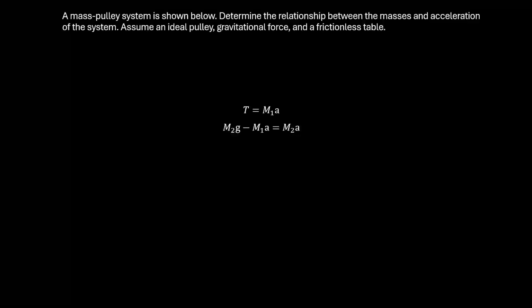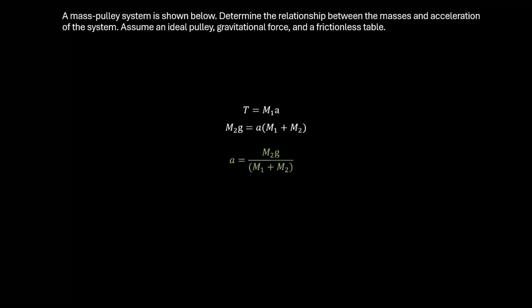To isolate A, we would add M1A to both sides, and we would end up getting this equation, M2G equals M1A plus M2A. Let's factor the equation out, and from here we can divide both sides by this quantity over here, and we would get our answer, M2G over M1 plus M2. Now this is a very simple forces diagram problem.